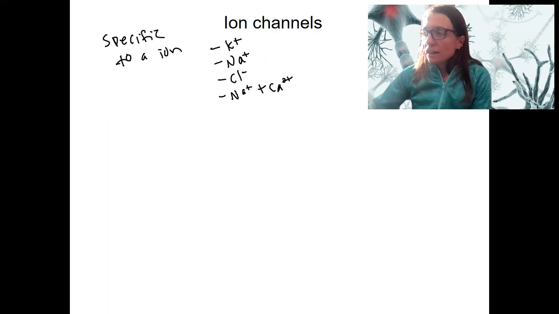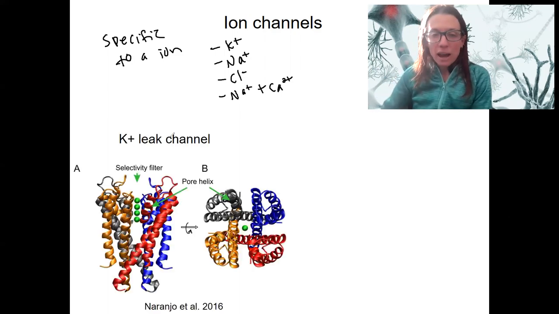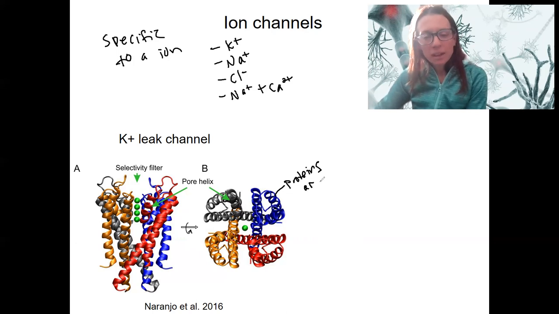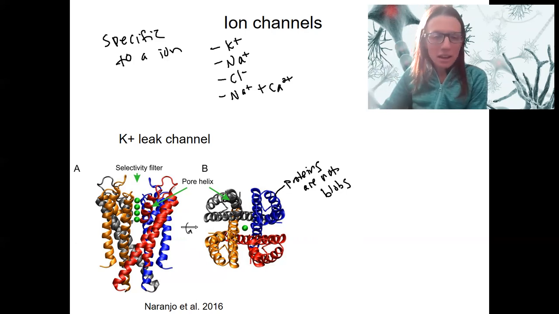And I like this image here. This is showing your alpha helices that make up a protein. First of all, I like this. I want to remind you that proteins are not just blobs. They are made up of alpha helices and beta sheets that determine their specific structure. And that is related to how they can have specificity for certain ions.